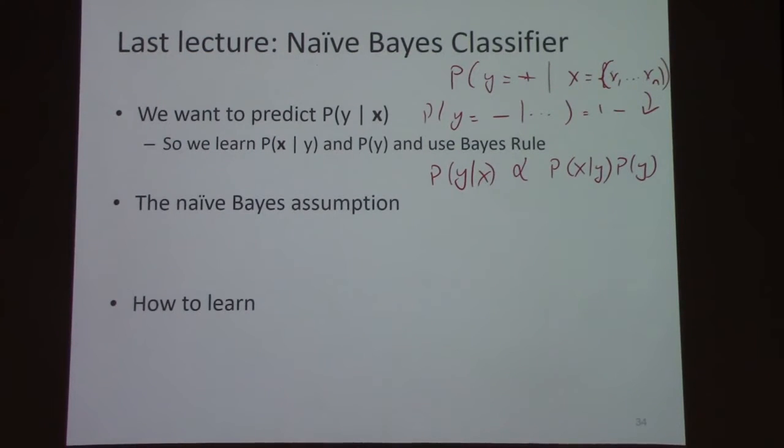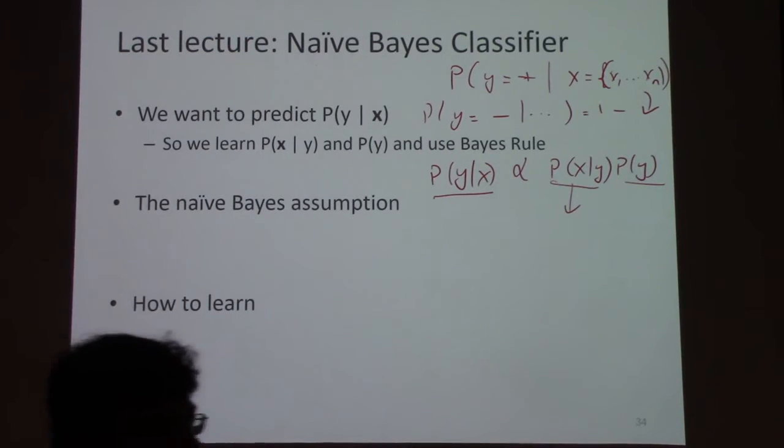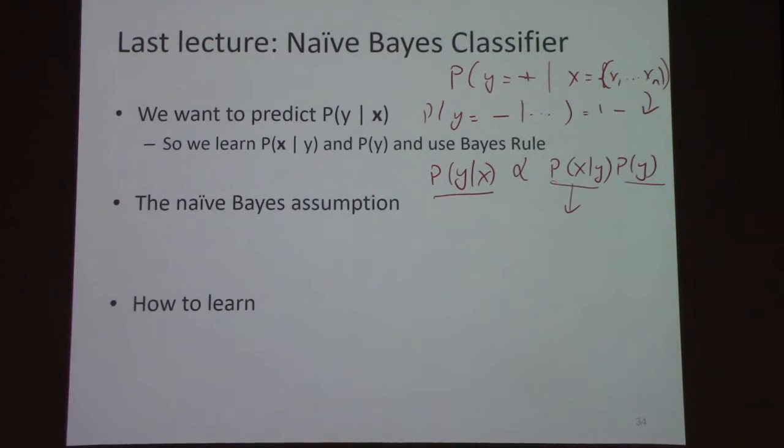Instead of learning this probability directly, we learn these two probabilities. The first term is the likelihood of seeing this feature vector when the label is y, say plus. And the second term is the prior probability of the label being y, for example, plus again.